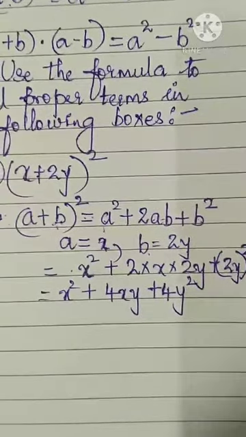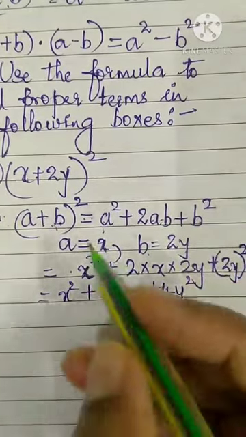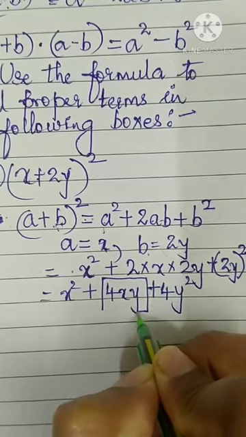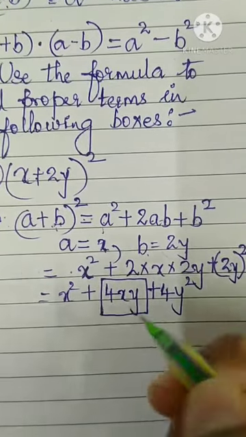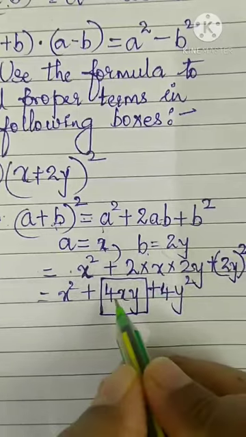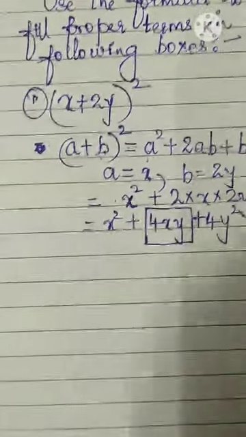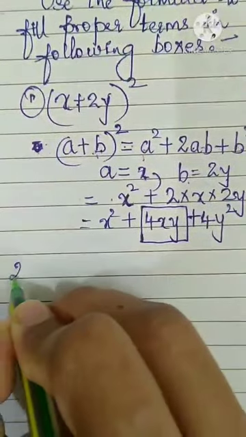Now see in the question how they have asked. They have put a box here. So you also put the box where they have asked us to fill in the terms. So we have 4xy, which will come in the box. Hope you understood. Same way we will solve the remaining sum.